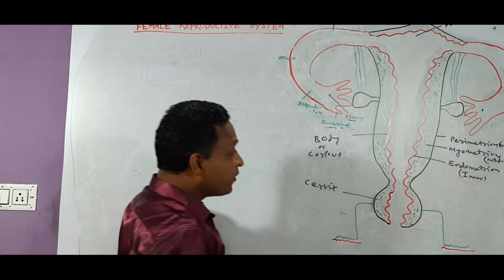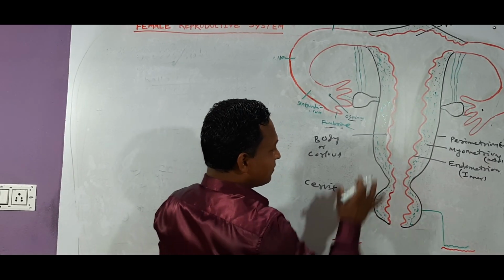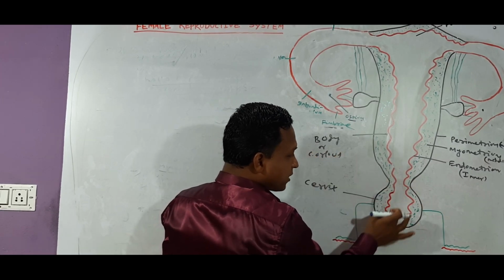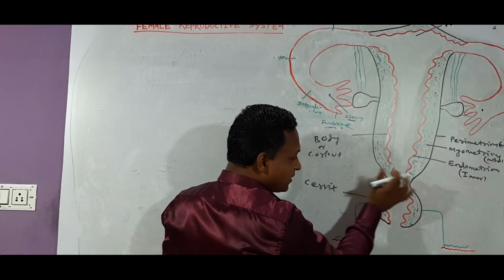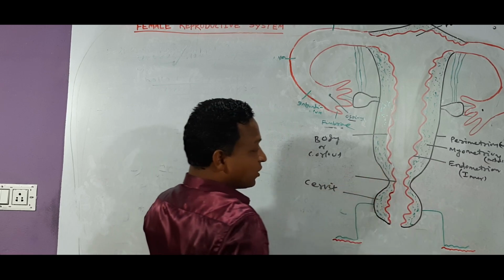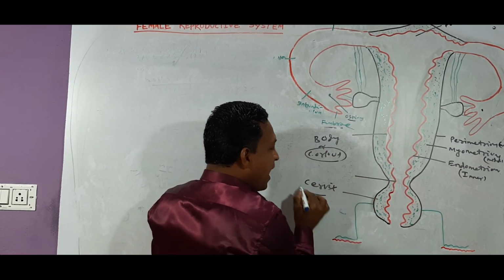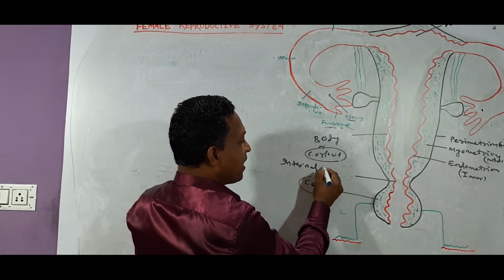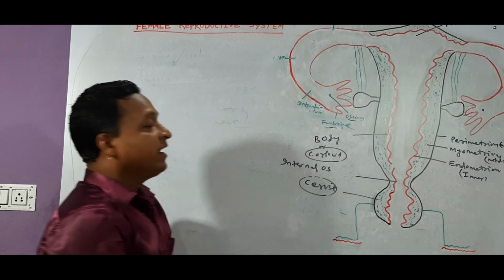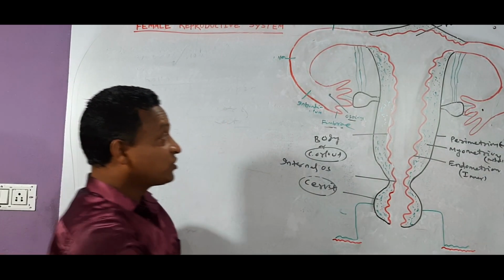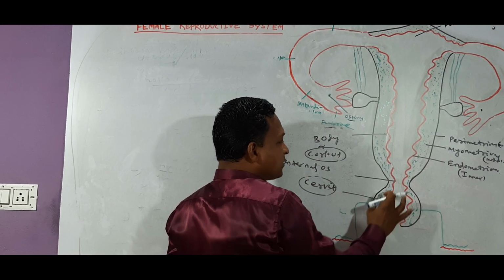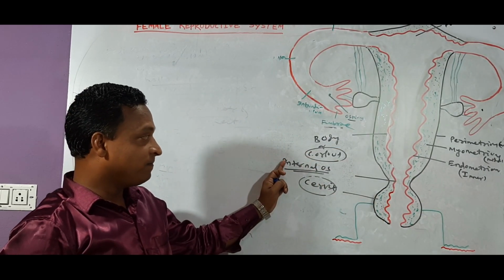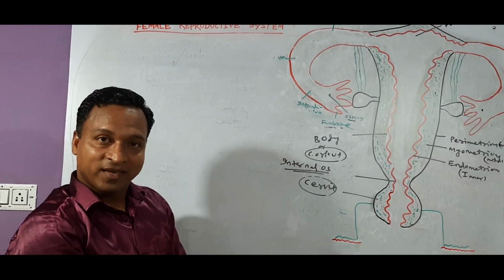If we take the next one, from here to here we can call it corpus or body. Here the cervix starts. The junction of the corpus and cervix is called the internal os, or we can call it the internal orifice. Yes.